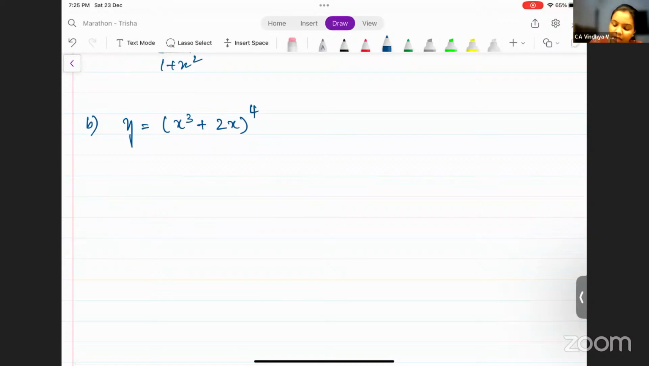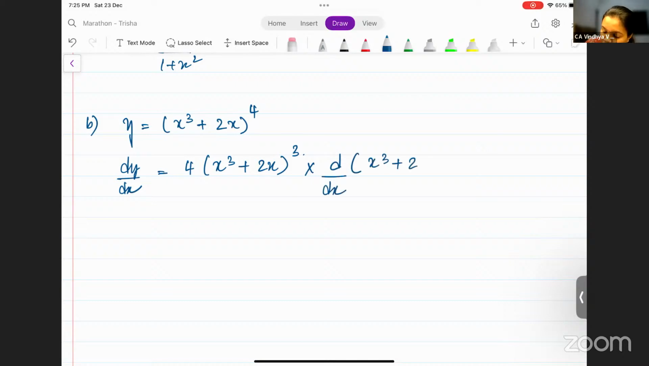Next, one more question. Here, if you observe carefully, you do not have the derivative of x cube plus 2x whole to the power 4. You have the derivative of x to the power 4. What is the derivative of x to the power 4? It is 4 into x to the power n minus 1, that is 4 minus 1, 3, into d by dx of x cube plus 2x. So what you get here is 4 into x cube plus 2x whole to the power 3 into 3x square plus 2.